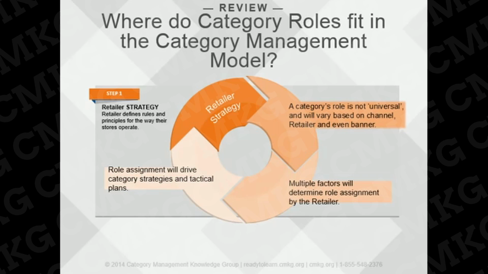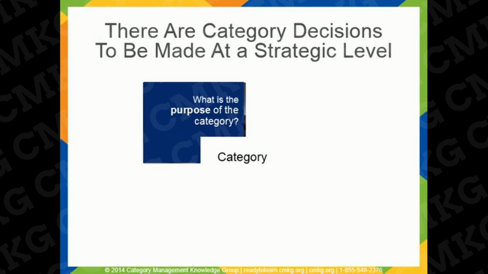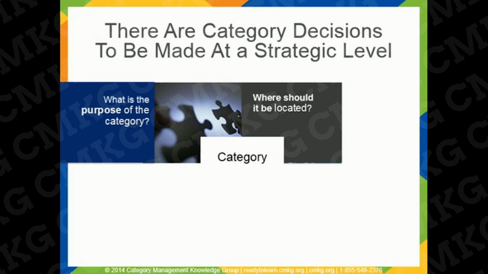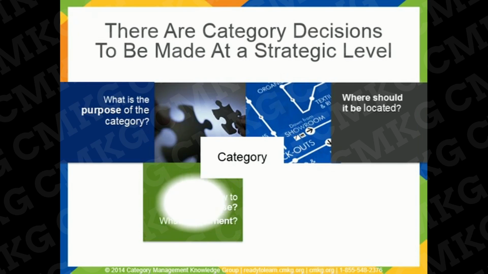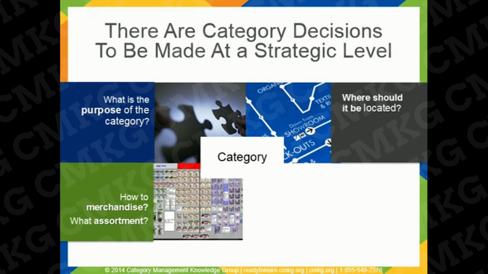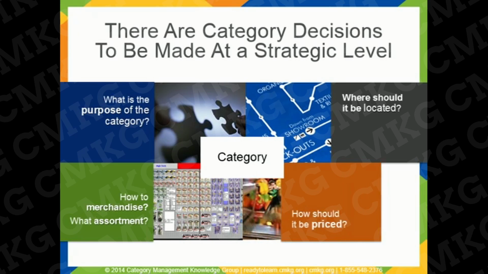Let's take a look at the importance of the strategic assignment of roles. For each category in the store, there are some strategic decisions to be made. First of all, what's the purpose of the category? Why is it being carried in the store? Where should it be located in the store? How do you merchandise or shelve the category? What type of item assortment should be available? And lastly, how should the items in the category be priced?